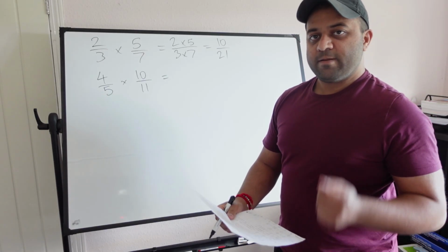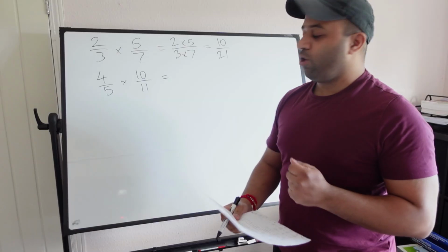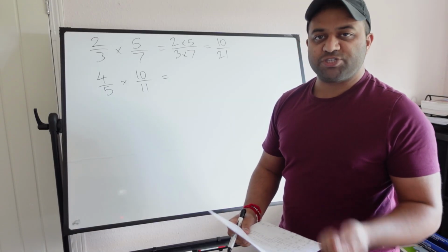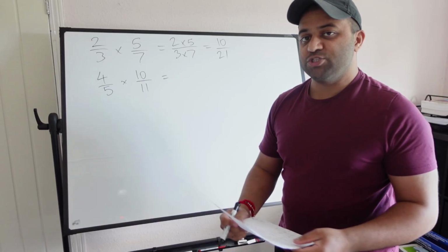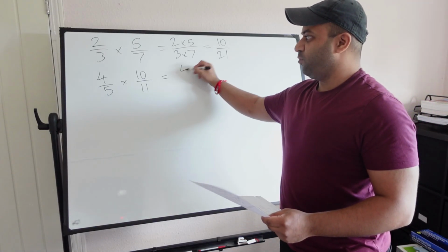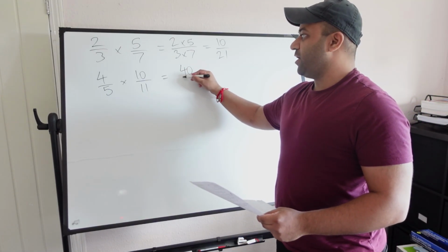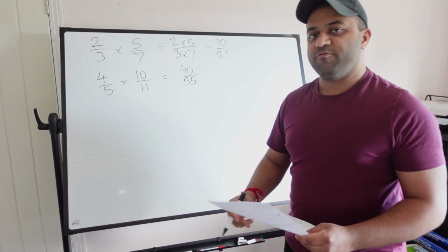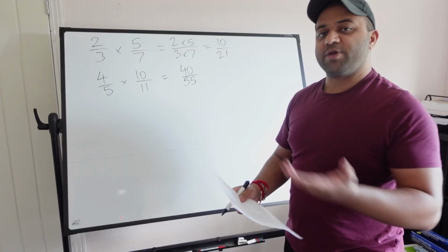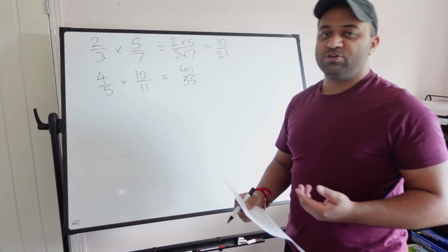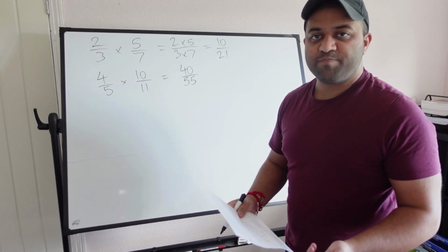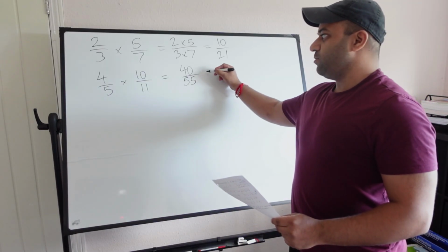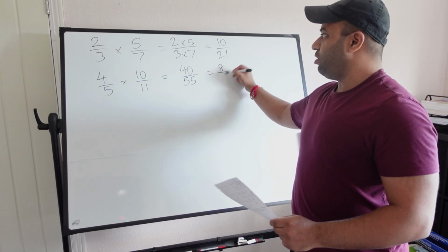Now, this question, 4 over 5 multiplied by 10 over 11, we could work it out the same way, in which case we would do 4 times 10, which is 40, divided by 5 times 11, 55. And then, looking at this result, we'd then have to look for the highest common factor between 40 and 55, which is 5, and then cancel down into 8 over 11.